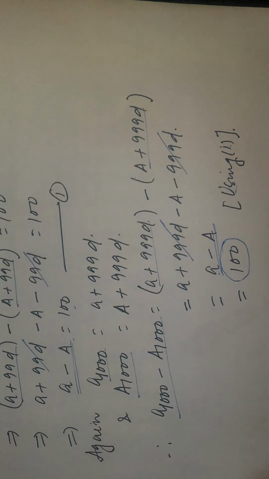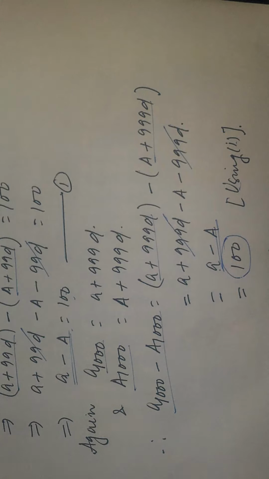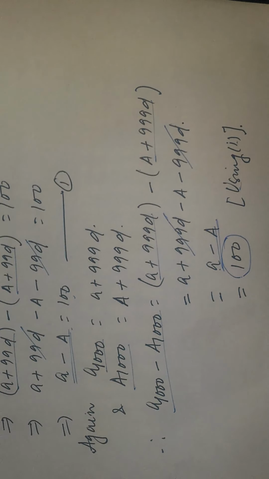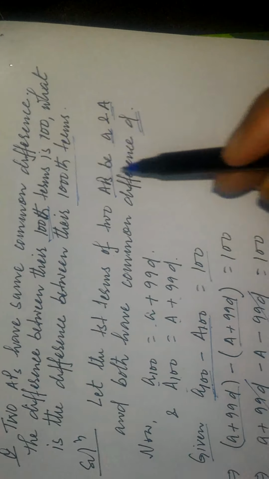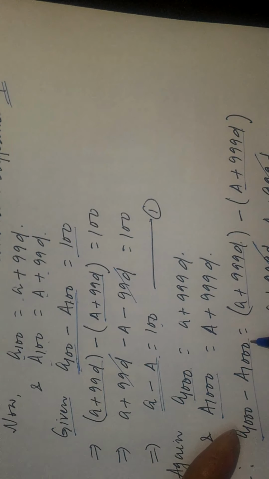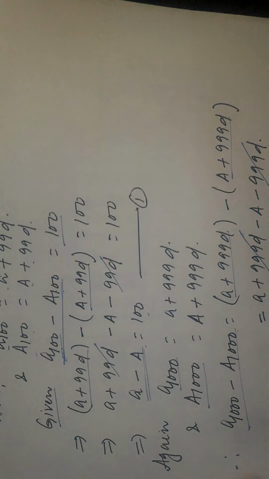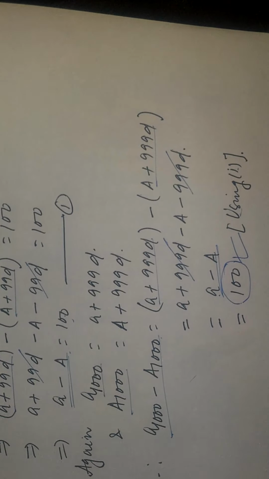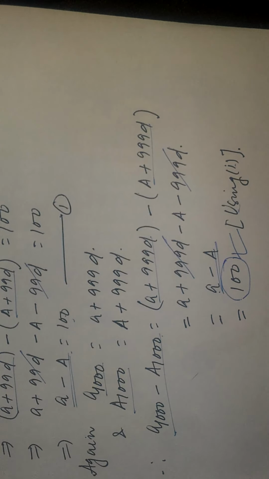So what we understand by this question, if two APs have the same common difference, then the difference of any of their terms, whether it is the first term or 100th term or 1000th term, remains the same. Here the difference of the 100th terms was 100, and we find the difference of their 1000th terms is also 100. So this is the result we have got. Okay. Now we can do questions given in our book. Thank you very much.